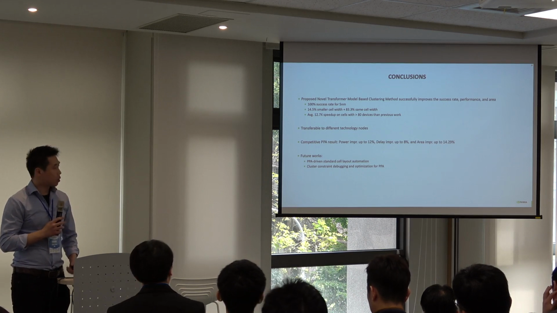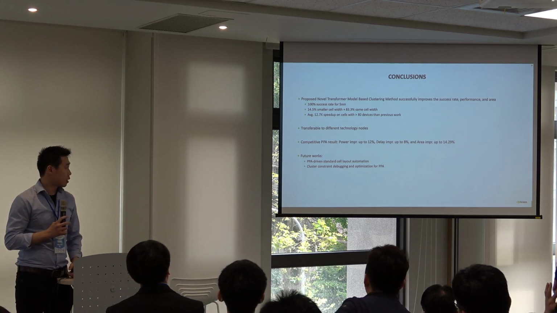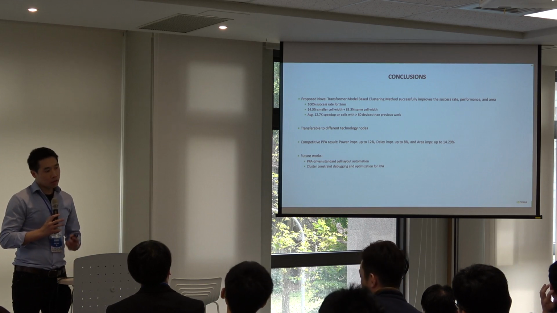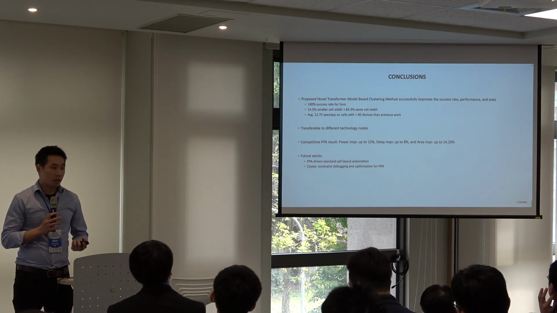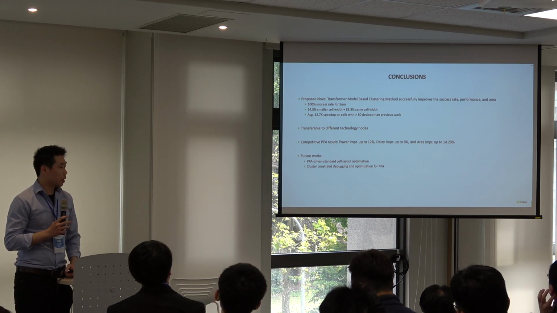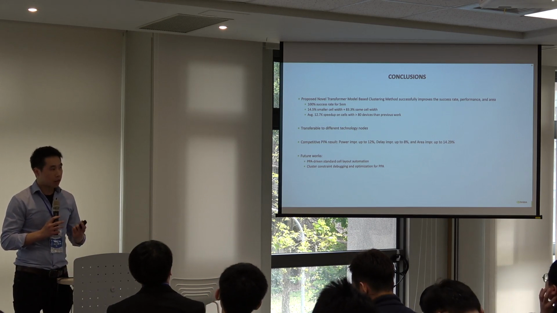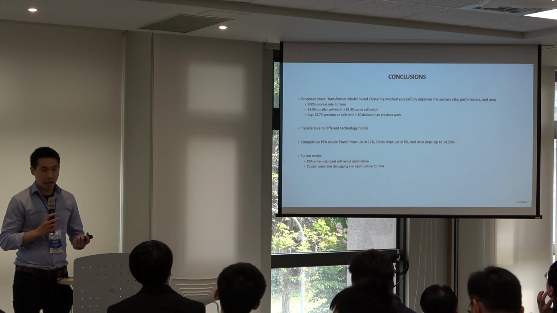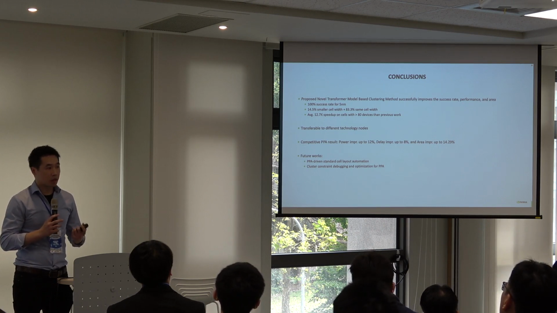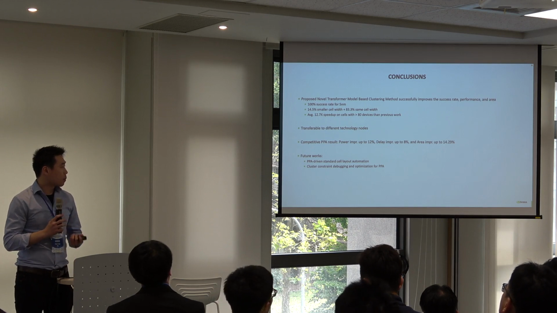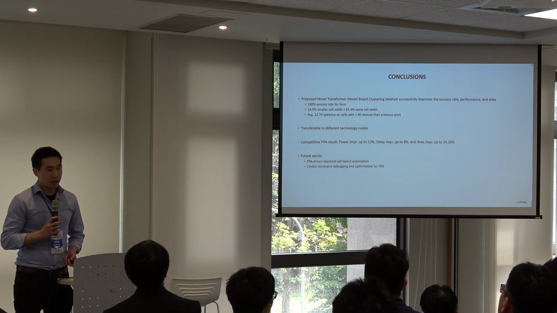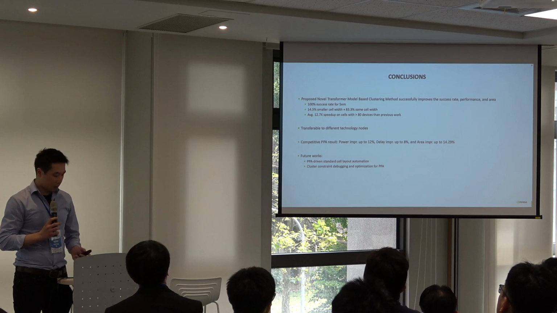Some of the future work could include PPA-driven standard cell layout automation. We do see some delay degradation on some sequential cells, so in the future work, I think we can take on this problem to generate better cells for the sequential cells. And also the cluster constraint debugging and optimization for PPA is the outer loop of this work.